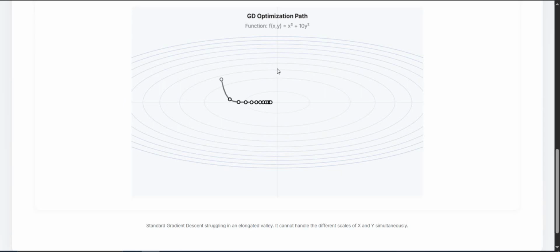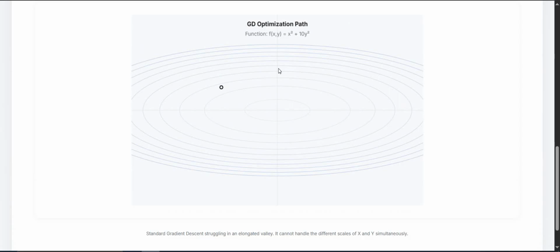And look at the contour plot shown next, where the function is f of x comma y equals x squared plus 10y squared. So this function stretches more in the y direction, which means the slope changes faster vertically than horizontally. That's why the path curves the way it does. Regular gradient descent struggles because it must tiptoe along the steep direction while trying to move more freely in the flat one.